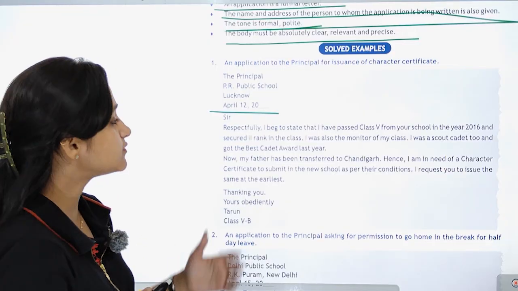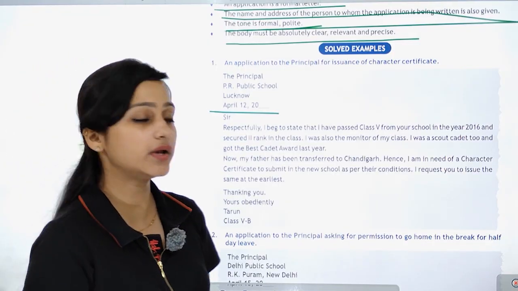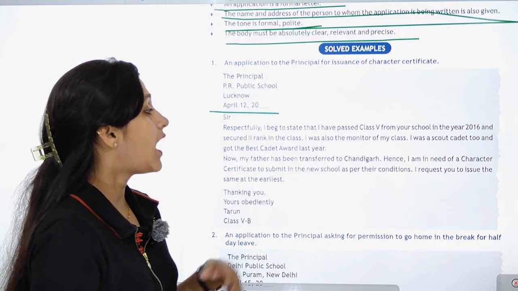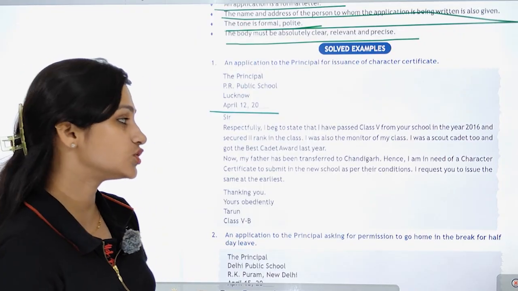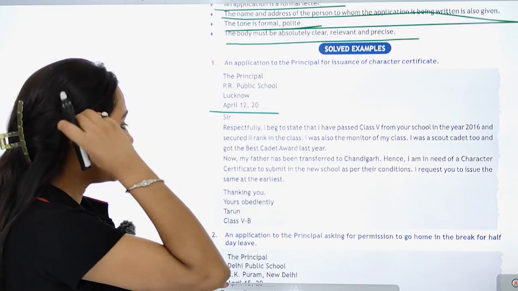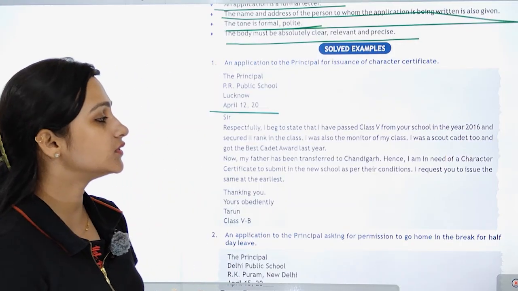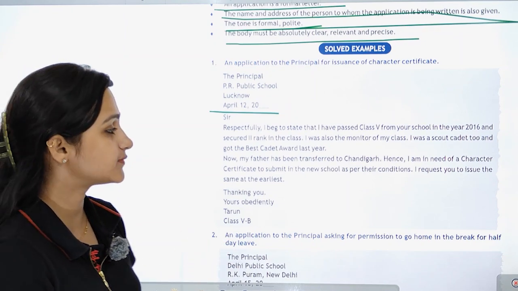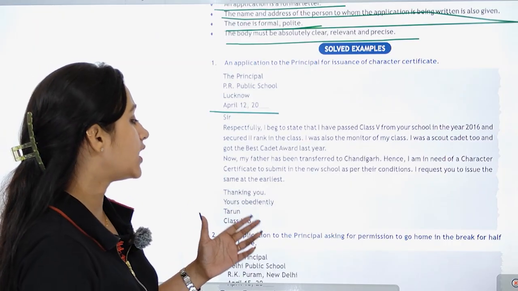The body of the letter: Respectfully, I beg to state that I have passed class 5th from your school in the year 2016 and secured second rank in the class. I was also the monitor of my class. I was scout cadet too and got the best cadet award last year. Now my father has been transferred to Chandigarh. Hence, I am in need of a character certificate to submit in the new school as per their conditions. I request you to issue the same at the earliest.